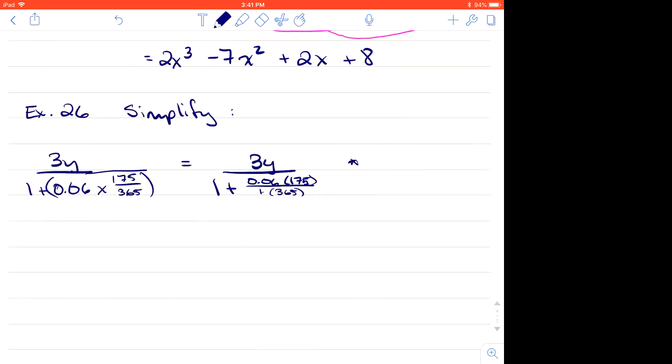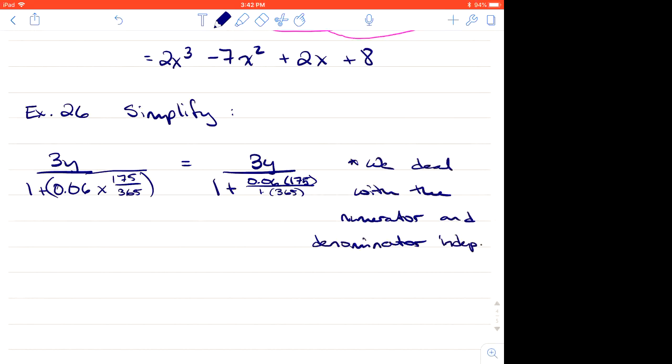So I'll just make a note here. Just as a little reminder, we talked about it already, but we deal with the numerator and denominator independently until the final simplification.